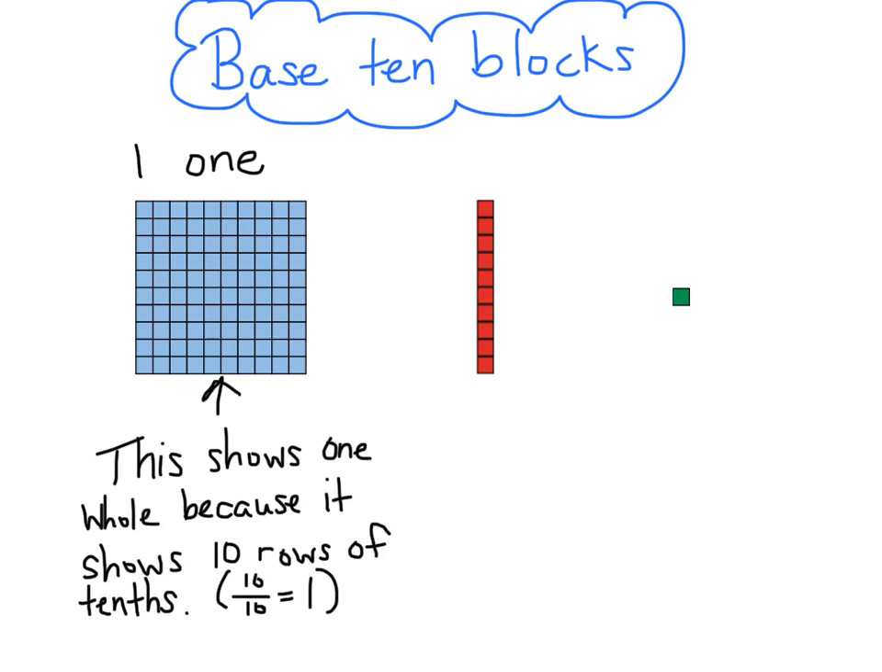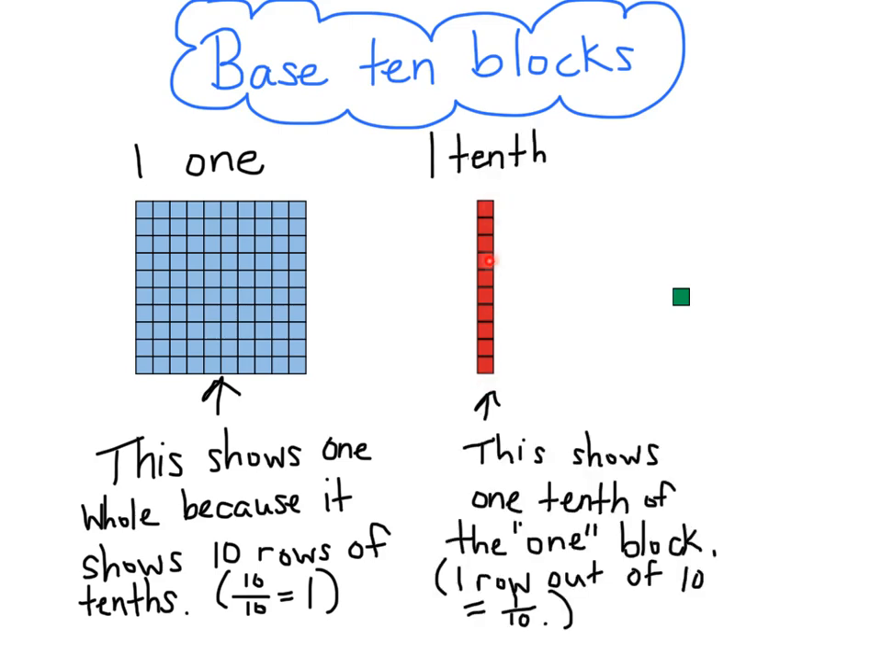These are your basic base 10 blocks that we use. This one right here is called a 1, and we call it that because it shows one whole, and it shows 10 rows of tenths. So here's one row, here's a second row, 3, 4, 5, 6, 7, 8, 9, 10 rows, and each one of these is a tenth, and we're going to get to that because that one's over here.